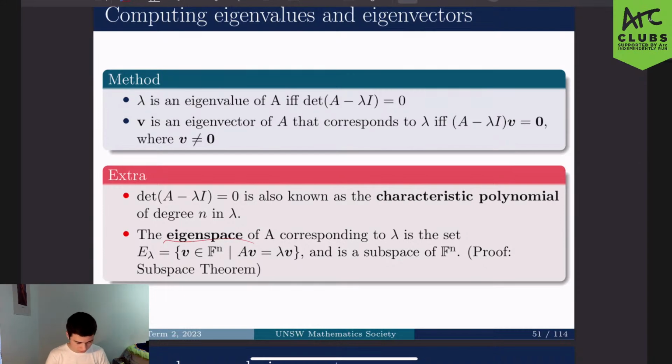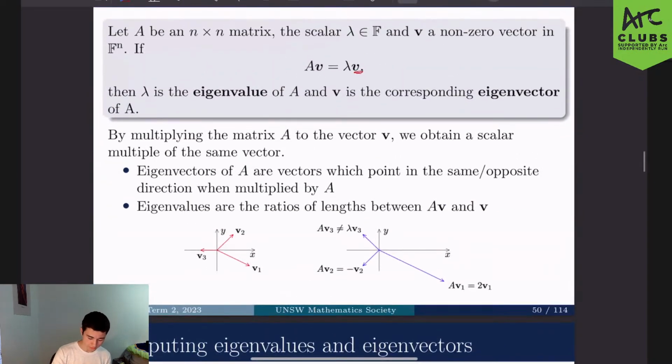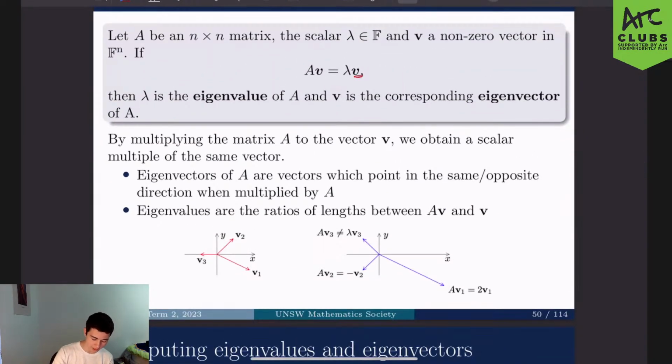The method of determining eigenvalues and eigenvectors comes from this equation: we move lambda v to the other side, so we have AV minus lambda v equals 0, and then we factor v out.